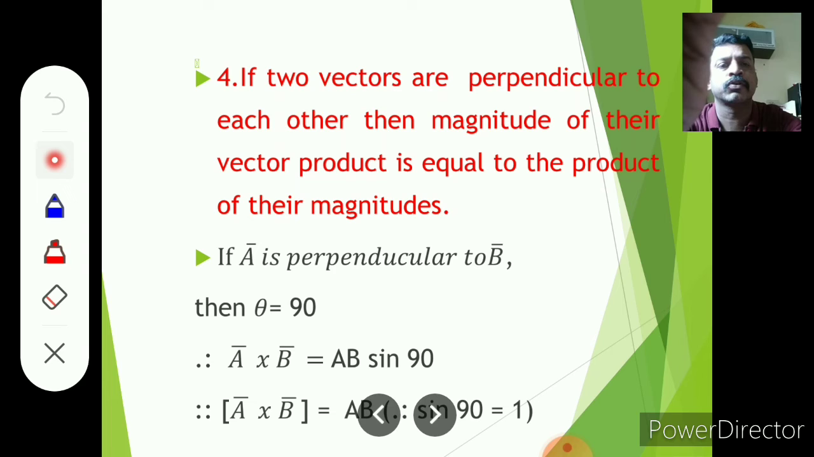Product of their magnitudes means the magnitude of vector A is A, the magnitude of vector B is B. So AB is the product of the magnitudes of these two vectors. So A cross B is nothing but AB.